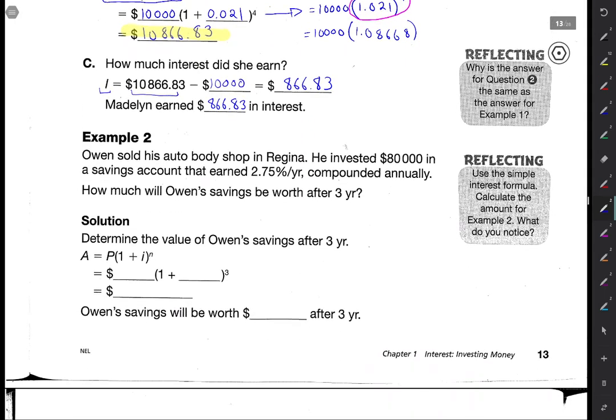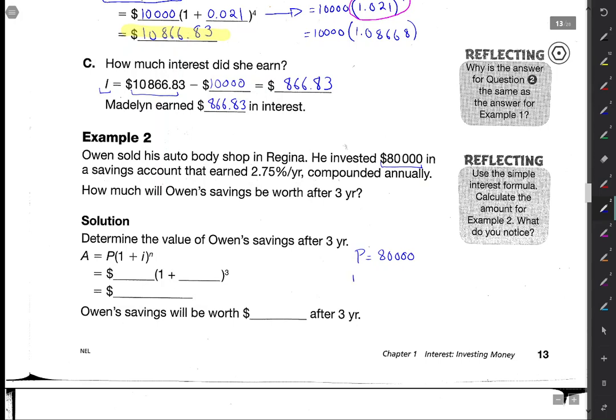So Owen sold his auto body shop in Regina. He invested $80,000 in a savings account that earned 2.75% a year, compounded annually. How much will Owen's savings be worth after 3 years? So determine the value of Owen's savings. We need to determine all of these letters first, all these variables. So P, his initial amount, well, he invested $80,000. So that would be the initial amount.